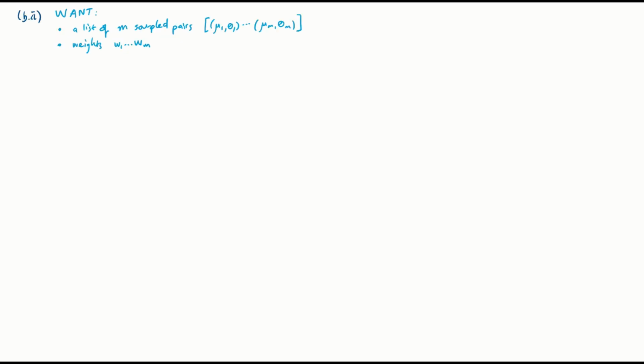Okay, next part, part 2. Give pseudocode to generate a weighted sample from this density. Your code should produce a list of m sampled pairs, mu1, theta1, dot dot dot, mu m, theta m, together with weights w1 up to wm.